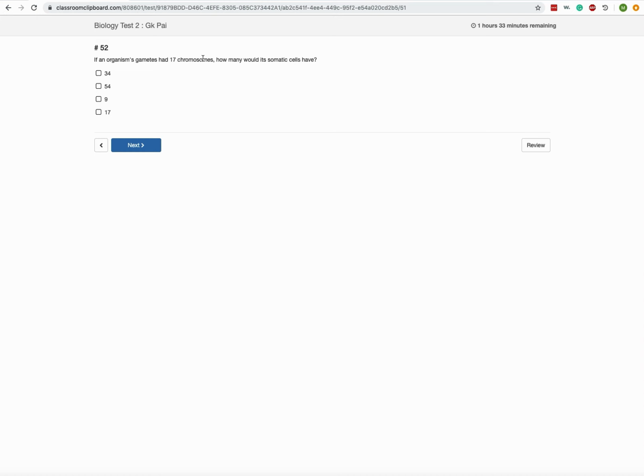If an organism's gametes had 17 chromosomes, how many would its somatic cells have? Twice as many, because the gametes are 1N, so somatic cells would be 2N.